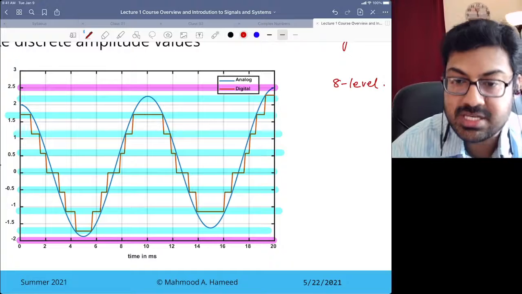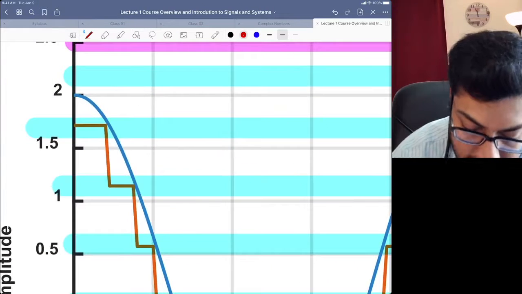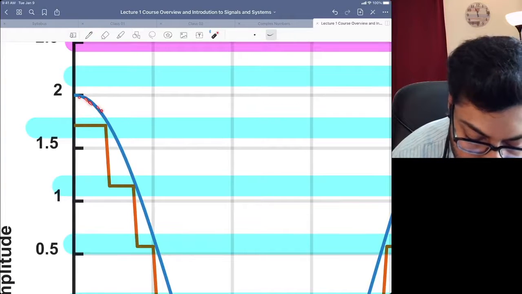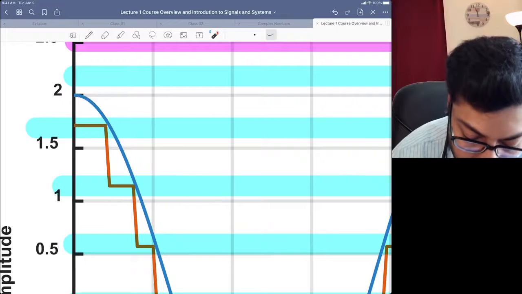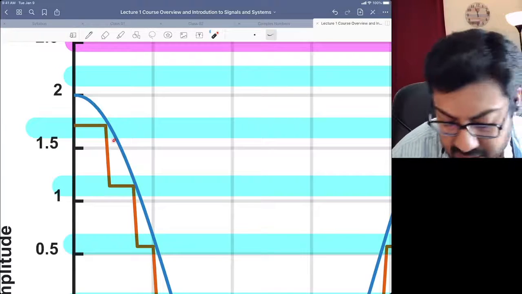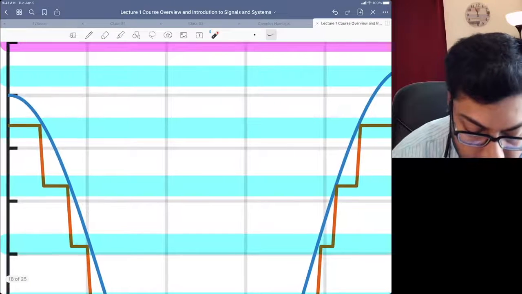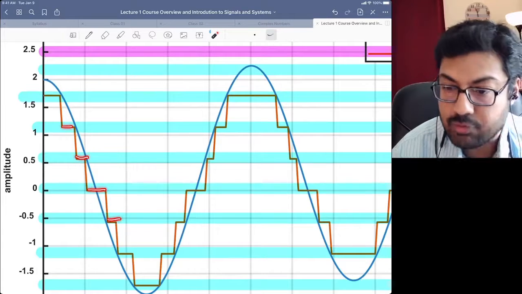The amplitude is snapping to the closest level. So for example, over here, all these points are closer to this level, so they are all snapping to that. All these points, we are trying to snap to the next level here. So it snaps to that, snaps to that, snaps to that, snaps to that, and so on.